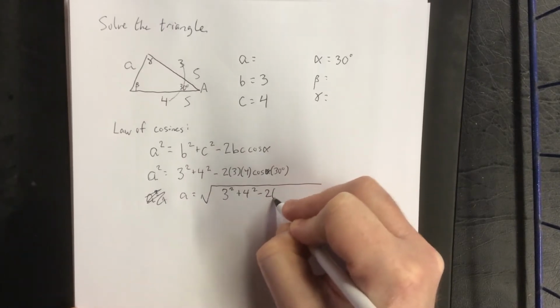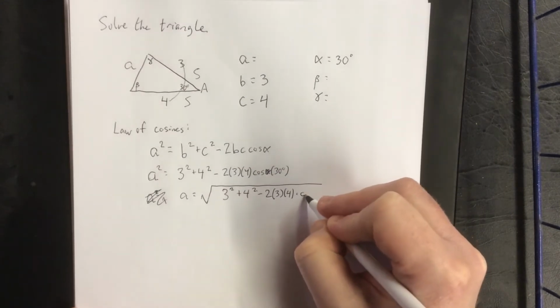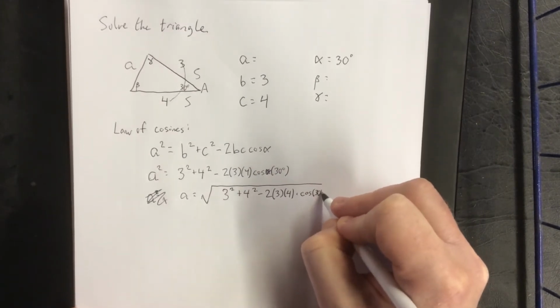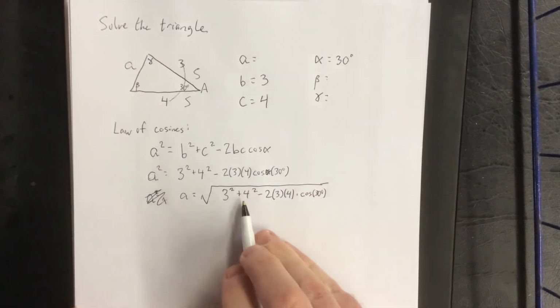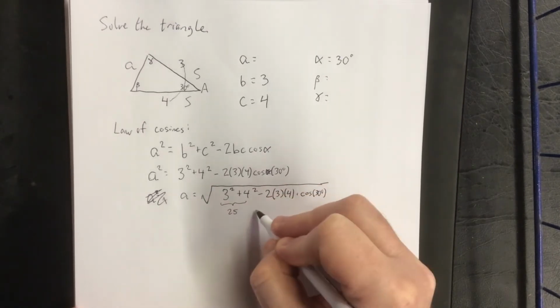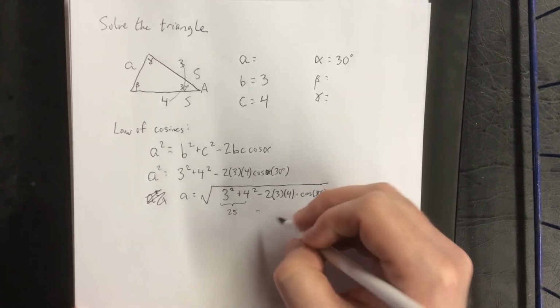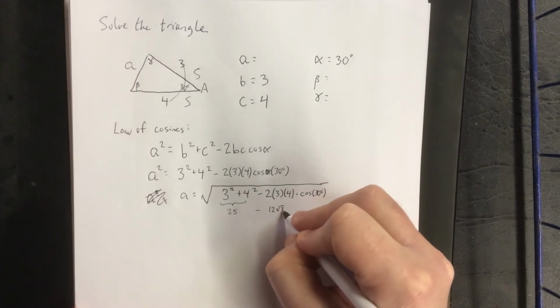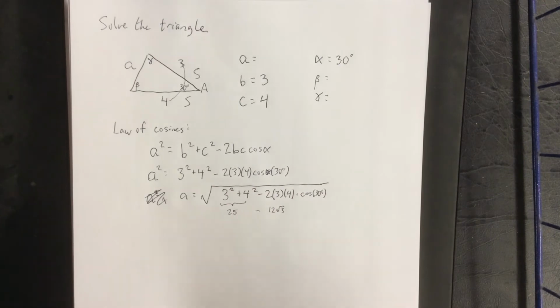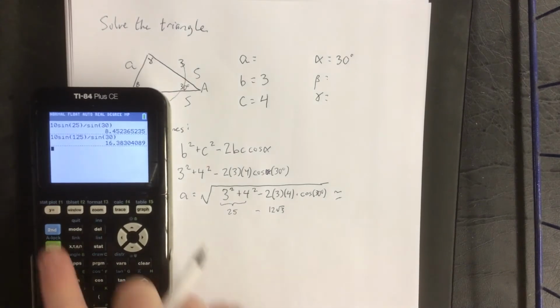But if you were interested in simplifying all of this, I believe, let's see, 3 squared plus 4 squared would be 25 minus, this would be 24 times root 3 over 2. That'd be 12 square roots of 3. So, if you were interested in doing so. I'm not horribly interested in doing so, so we'll just go ahead and turn to the calculator.